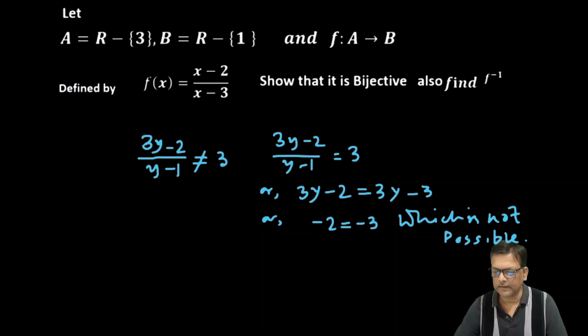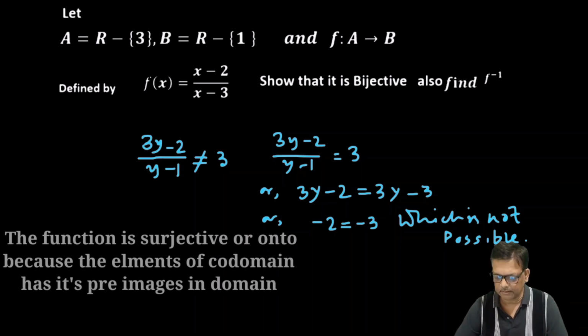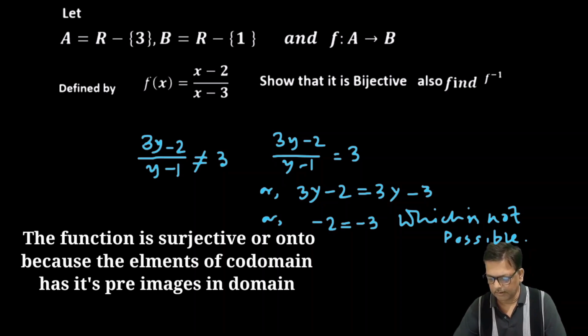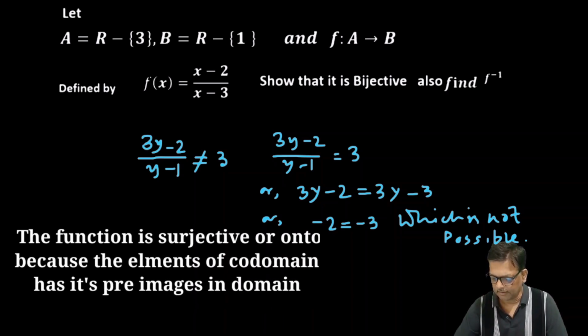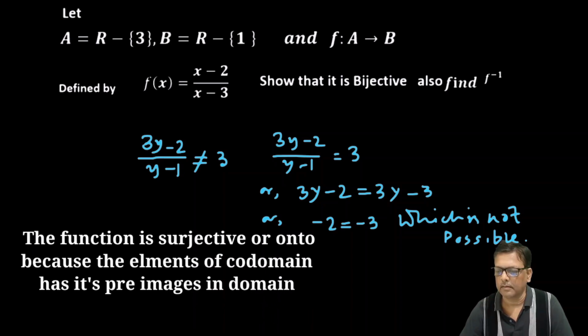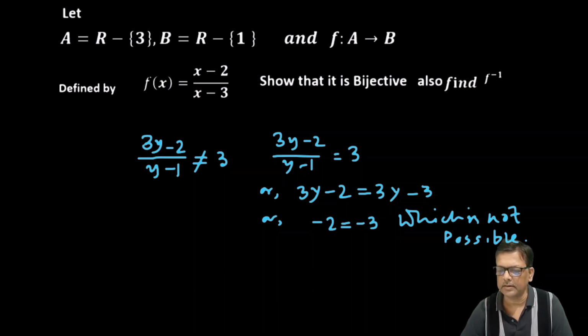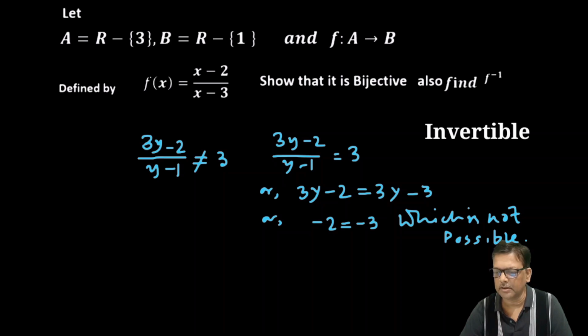And so you can call this function a surjective function because the elements of the codomain have their own pre-images in the domain. Now you have to find the inverse of the function. Since it is a bijective function, it is also invertible. You have to know the term invertible. Sometimes in questions, the word invertible also can be asked. So if it is invertible, you can find the inverse of the function. So to find the inverse of this function, you have to write like this.